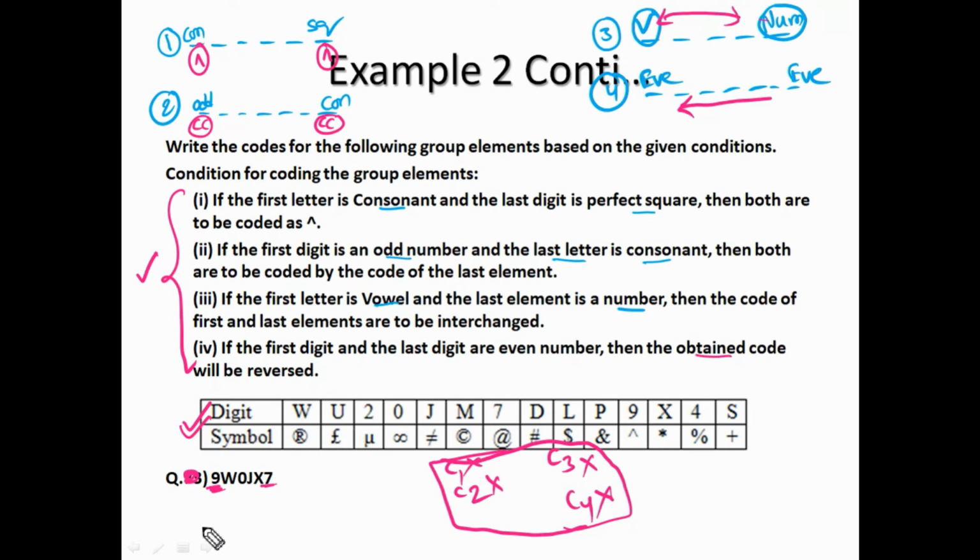What is the code for 9? Cap. Code for W, right. Next, code for 0, infinite. Code for J, not equal. Code for X, star, and code for 7 is at the rate. So that is the answer.